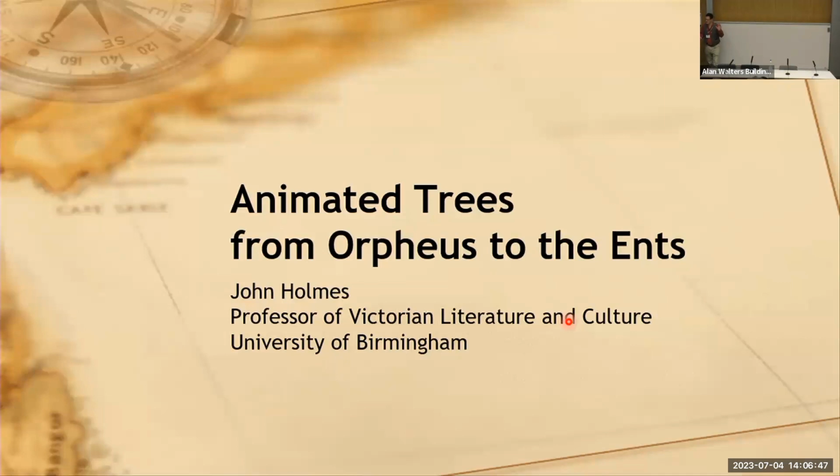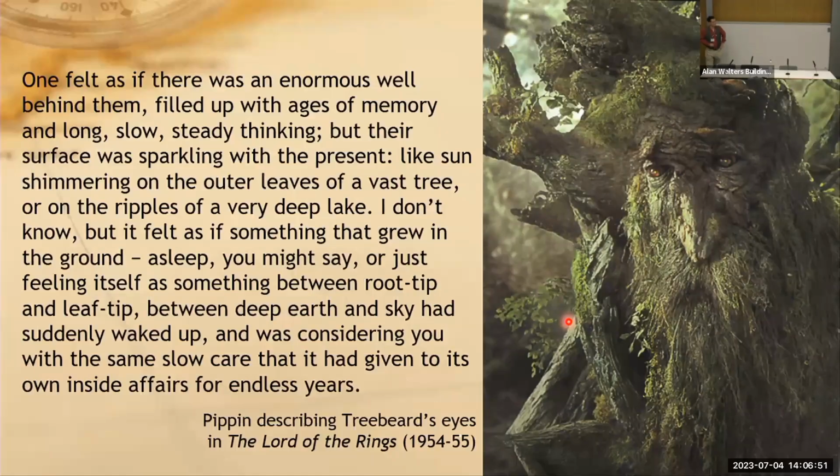I'm going to be talking then about animated trees from Orpheus to the Ents. And I want to start with Treebeard, the Ent, the oldest Ent in Tolkien's The Lord of the Rings, who encounters two of the hobbits, Merry and Pippin, in Fangorn Forest, and is mobilized to essentially destroy the industrial enterprise of the wizard Saruman, and with it his war machine and his impulse towards deforestation.